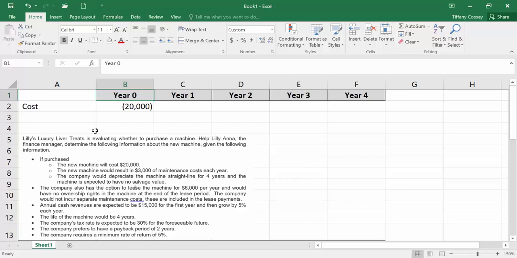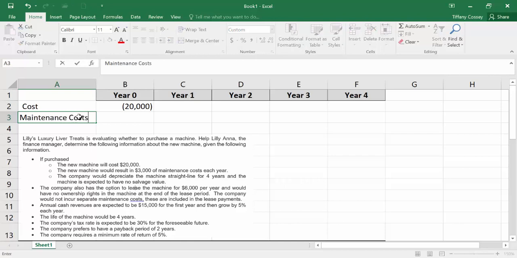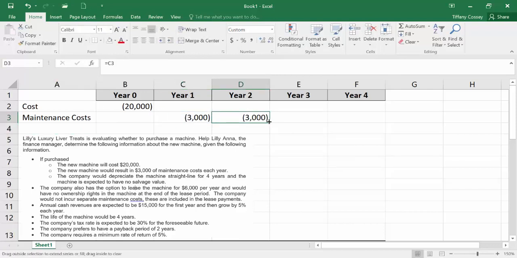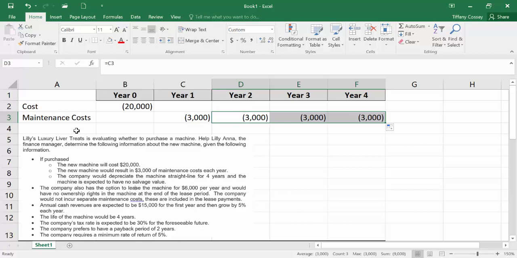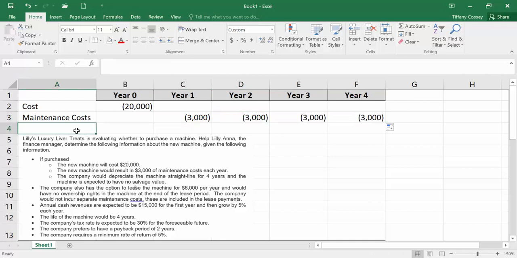Then it says the new machine will result in $3,000 of maintenance cost each year. And I'm going to put those in as a negative, again, because they represent a cash outflow. Then it says the company would depreciate the machine straight line for 4 years, and the machine is expected to have no salvage value. So if it doesn't have any salvage value, we don't have to subtract anything from it. We can just take the cost of the machine and divide it over the 4 years.